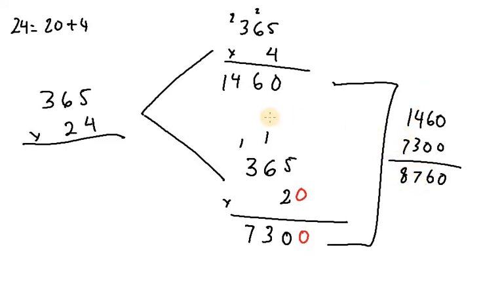How about if we just do the multiplication all at once? We do not break it down. This is the normal way. 4 times 5 is 20. We have 2 carry over. 4 times 6 is 24 plus the 2 carry over becomes 26. We have the 2 again. 4 times 3 is 12, plus the 2 becomes 14.